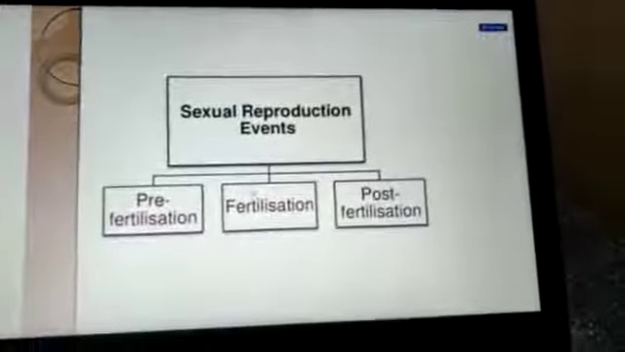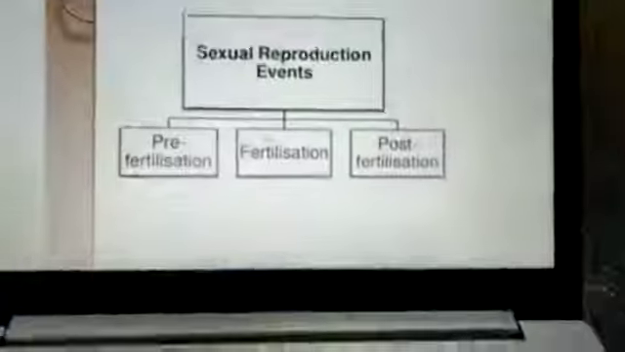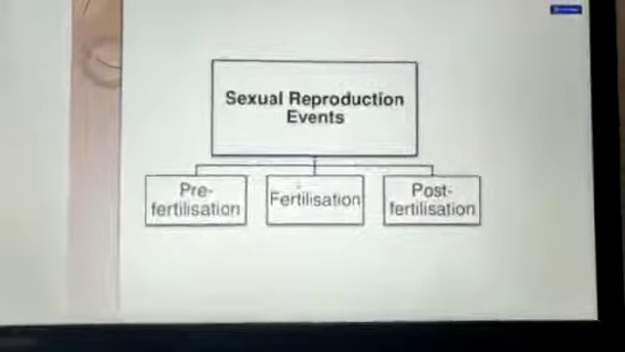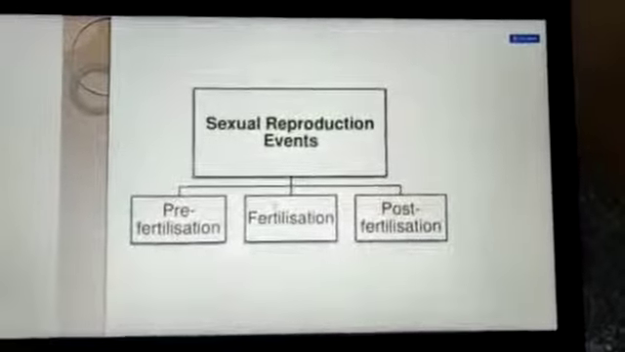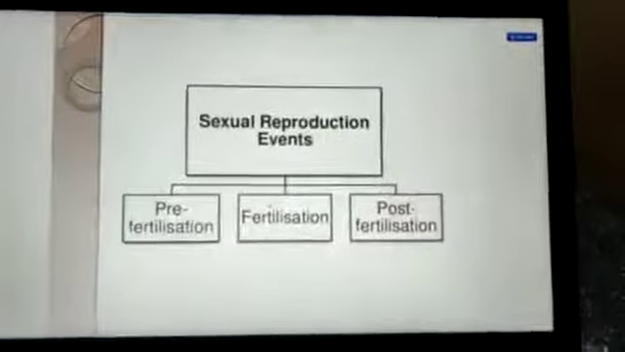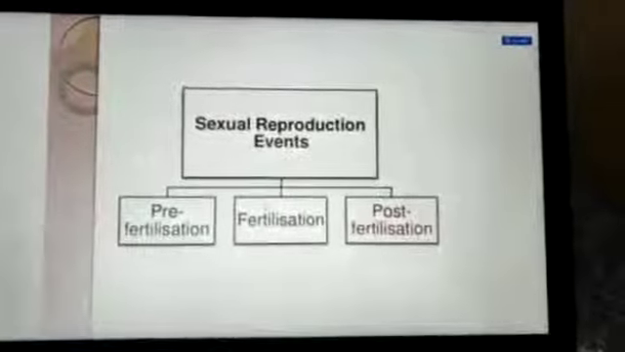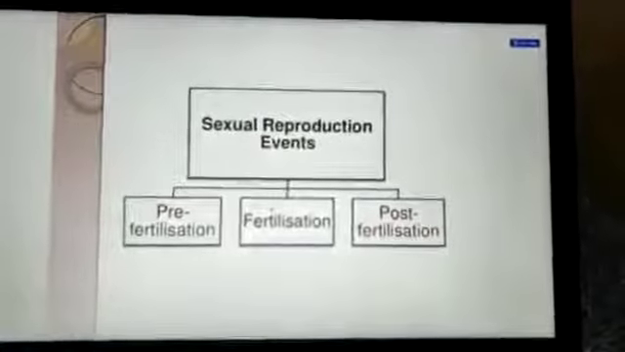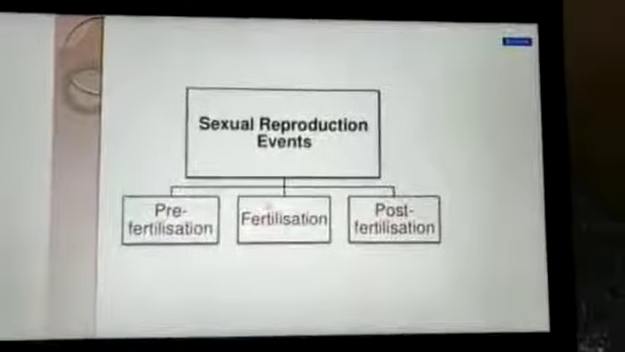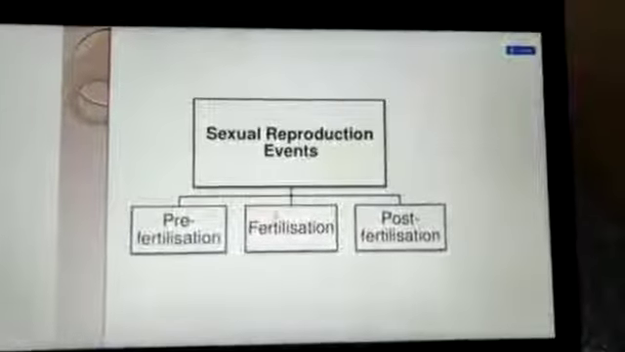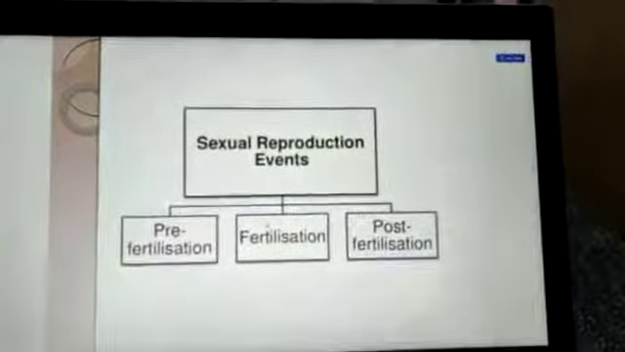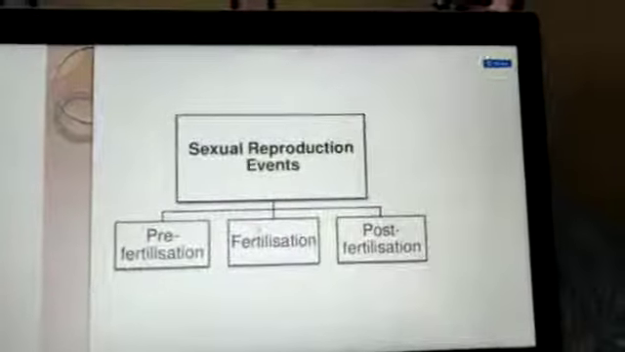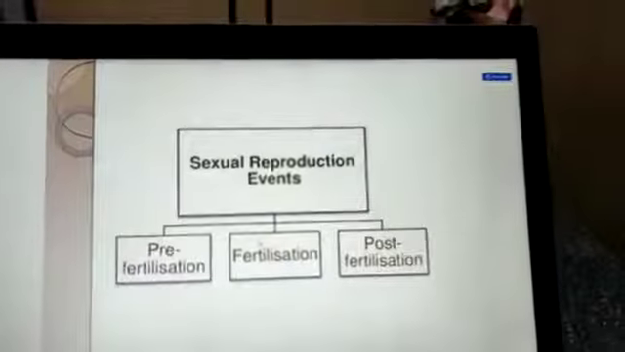Now first we will start studying what are the different events of sexual reproduction. So basically sexual reproduction needs to be classified into three categories: pre-fertilization period, fertilization process and post-fertilization process. So you understand what I wanted to say? For the reproduction of the organism, it is divided into three stages for convenience. First one is pre-fertilization, then fertilization and third post-fertilization. We will see one by one.